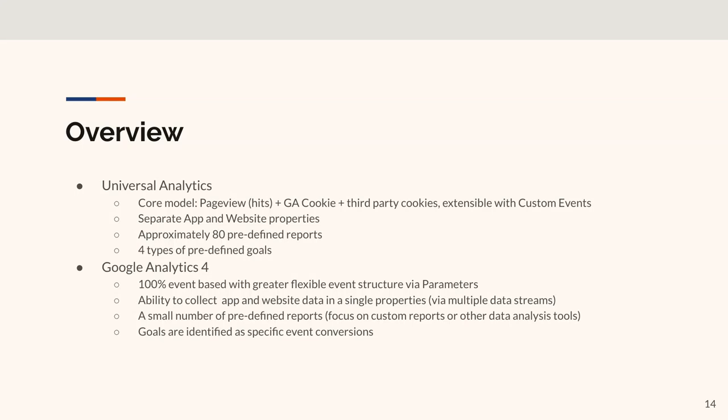But it has a small number of predefined reports, like less than 20. And the real big focus from a reporting perspective is not giving you 80, or maybe closer to 100 reports these days in Universal Analytics that you have to sort through, but rather giving you a pretty easy custom reporting interface that you can customize your reports to your own particular needs. And goals are identified as specific event conversions, which is sort of important. We'll talk about that in a little bit.